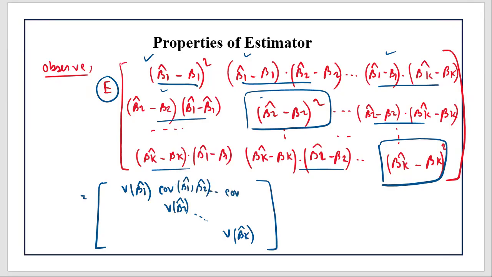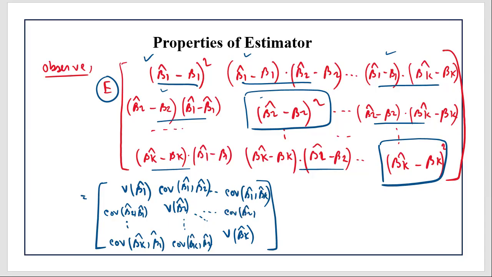Finally, this will be the covariance of beta 1 cap and beta k cap, right? And all the way through, this will be the covariance of beta 2 cap, beta 1 cap, covariance of beta k cap, beta 1 cap. And here you can fill in all the covariances. Basically, what we are trying to say is that the diagonal elements will give you all the variances and the off diagonal elements will give you all the covariances. That is why it is known as the covariance matrix or the var covar matrix.